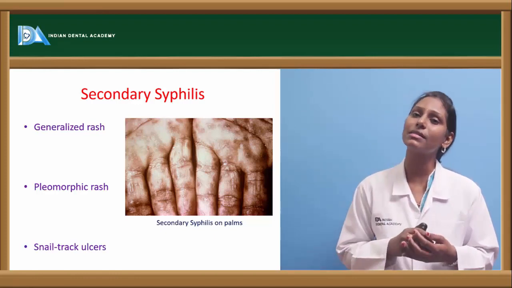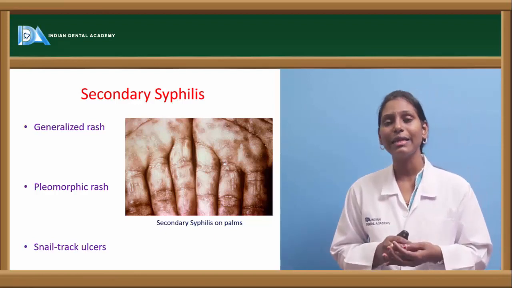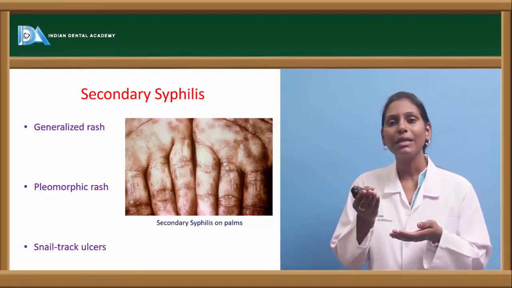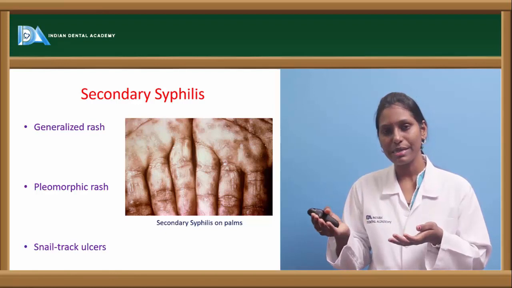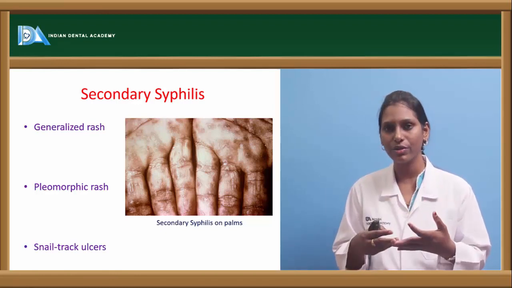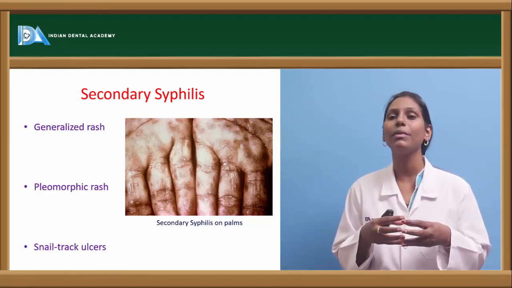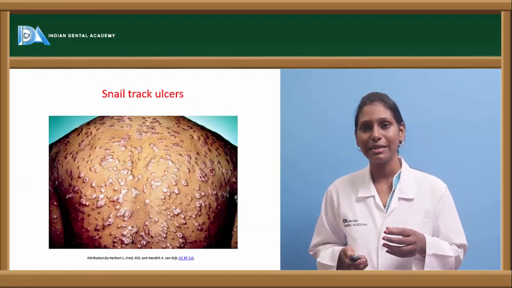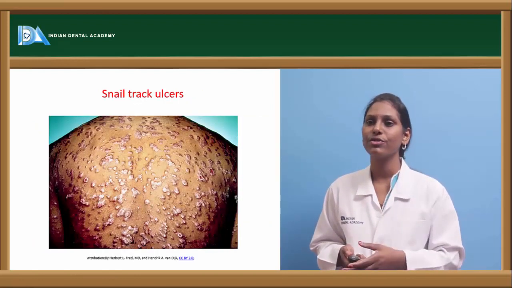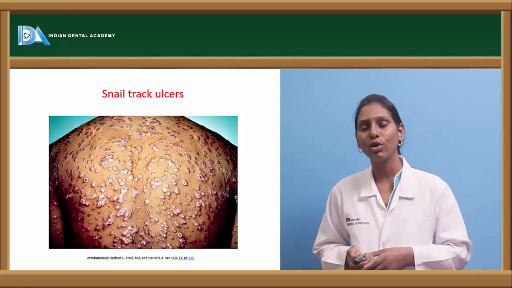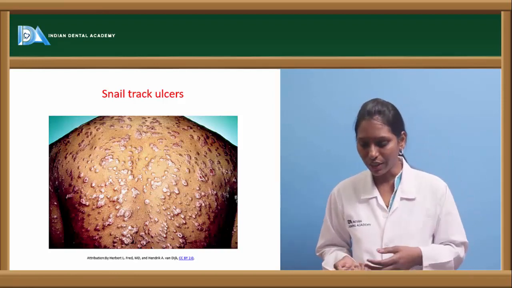Characteristic snail track ulcers are seen. These snail track ulcers are nothing but small erosions that are present within the mucosa. These erosions actually fuse to form a characteristic shape called snail track ulcers. And this picture shows snail track ulcers on the patient's back, okay?